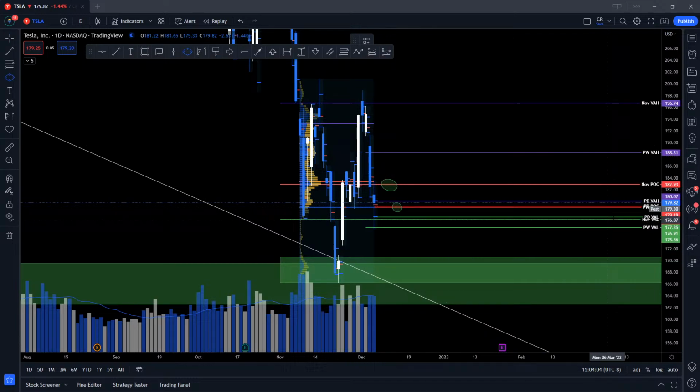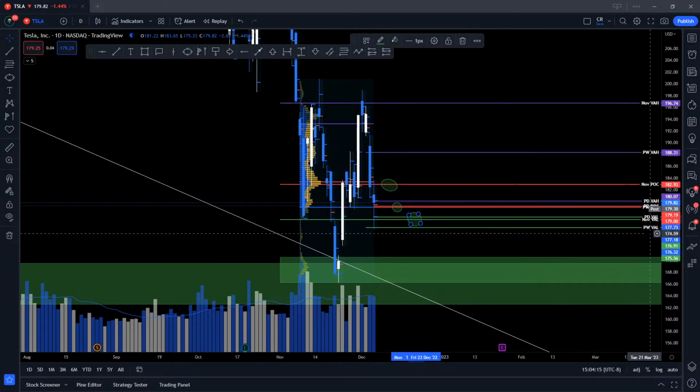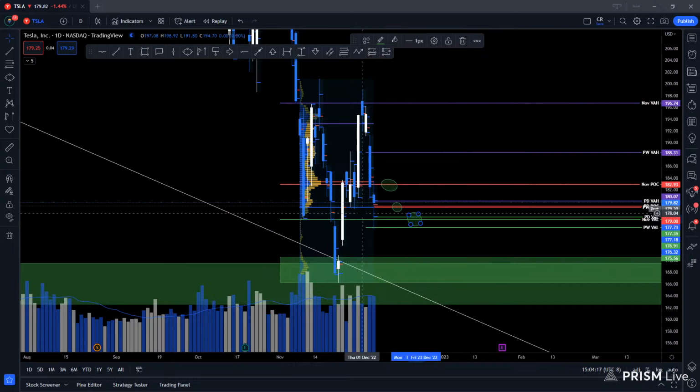If not, if we break below the November value area low or previous day value area low, this range here, and it retests it, you can take that down as well. I know we have the previous week value area low below, but this whole area is a skinny belly, and I think we'll probably just slice through this.